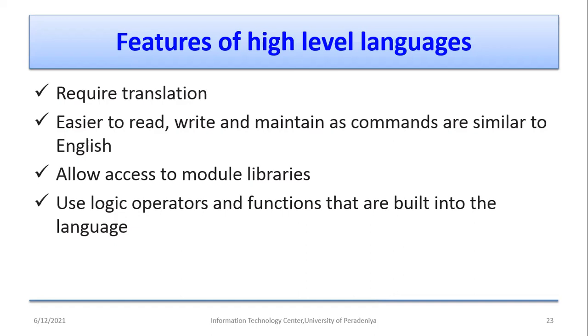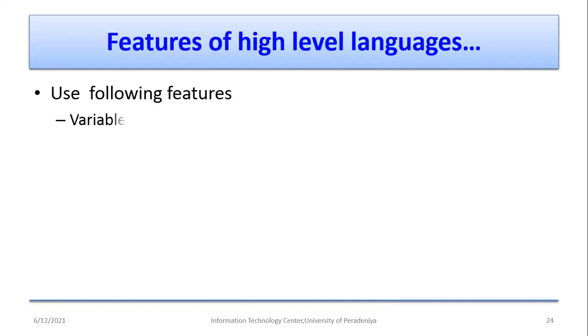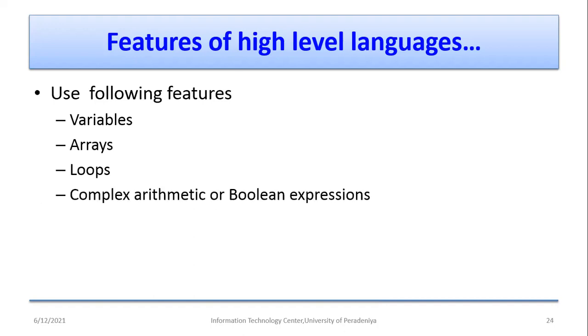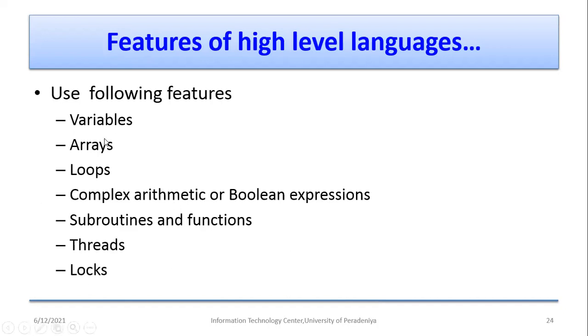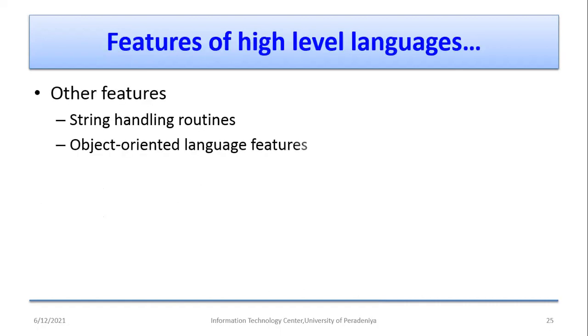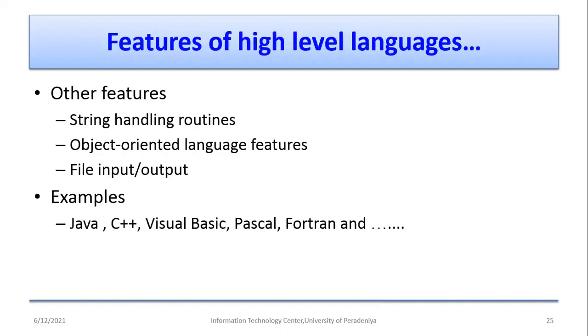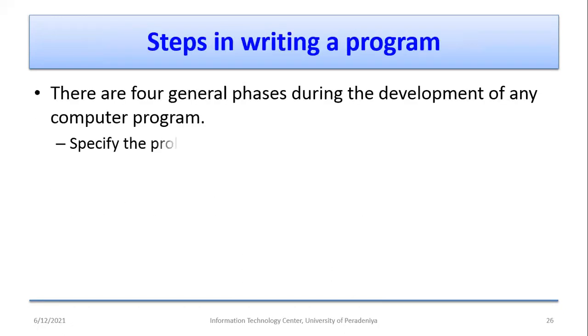When you are doing programming in high-level languages, we have variables, arrays, loops, and some functions, as well as threads and locks. We have to study these concepts in higher languages. Here we use the C programming language, so let's see how to use variables, arrays, loops and all those things in C. There are some other features as well, and we use these features in our practical classes.